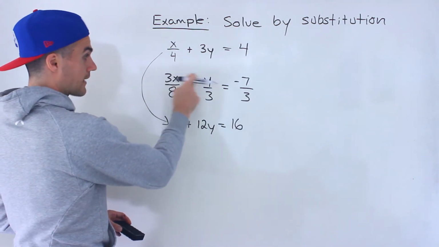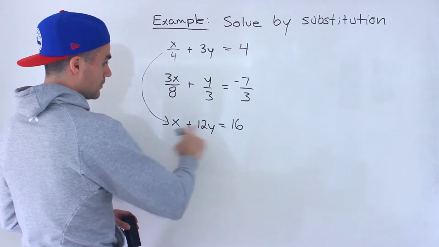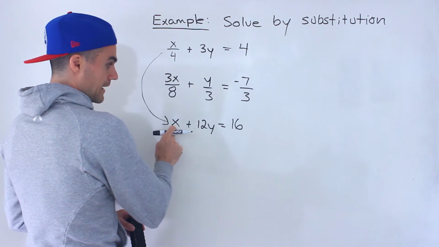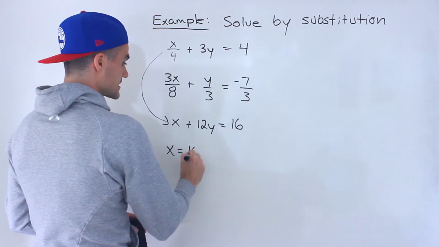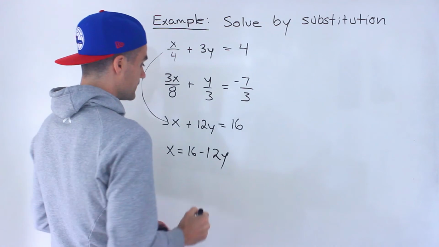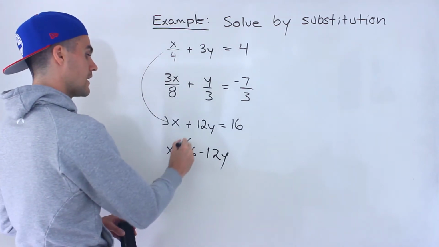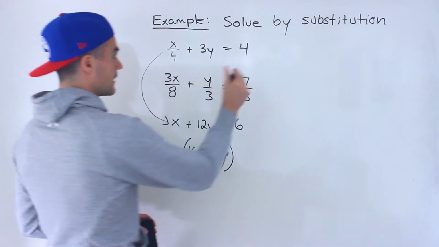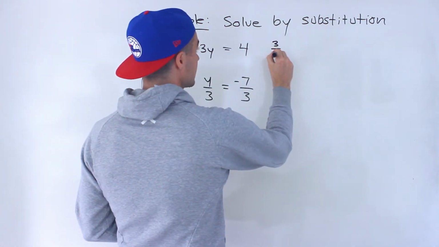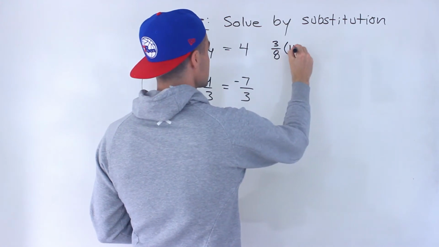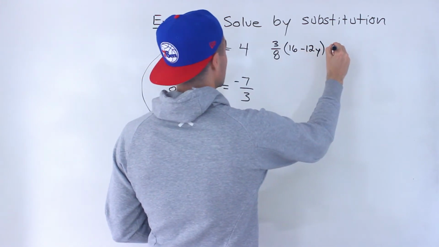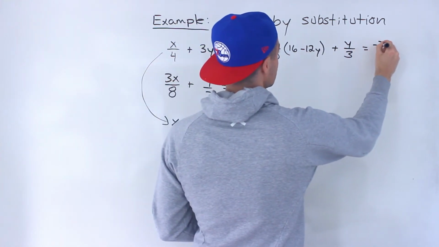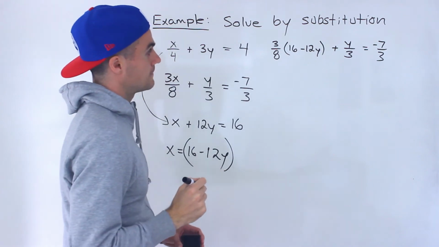You could also isolate for the x or the y here in the second equation, but I'm just going to roll with this here. So keeping the x by itself on the left side, bring the 12y over, we'll have 16 minus 12y, like that. And so what I could do now is take this expression and plug it in for this x value. So I'll have 3 over 8 bracket 16 minus 12y, plus y over 3 is equal to negative 7 over 3, like that.